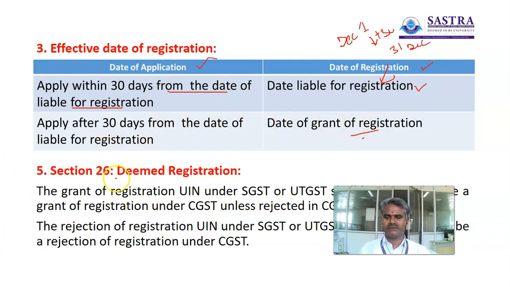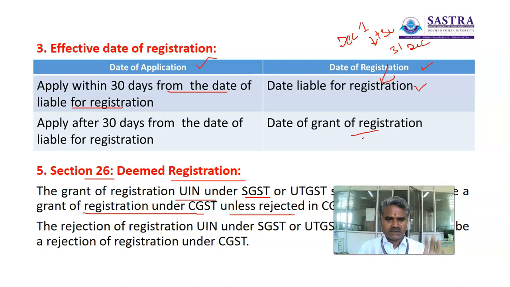Okay, good. Then section 26, deemed registration. What is deemed registration? Already I told you. The grant of registration and a unique identity number under SGST or UTGST shall be a grant of registration under CGST, unless rejected. We are studying the CGST Act.